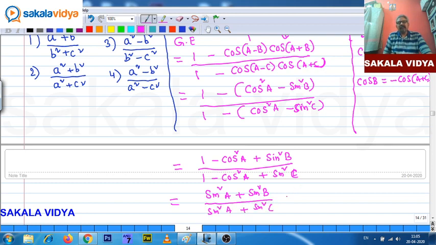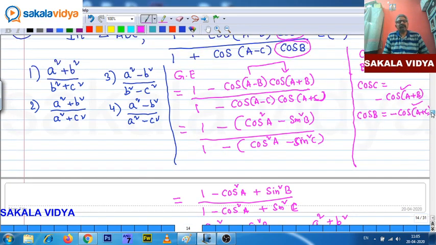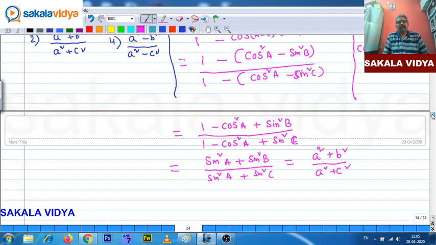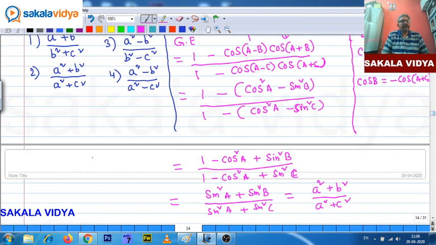Don't worry, wherever sin A you write small a, wherever sin B you write small b, wherever sin C you write small c, because a is to b is to c is equal to sin A is to sin B is to sin C. So directly we can write a square plus b square by a square plus c square. Which is the right option? Check it now. Yes, the second option is the right option.